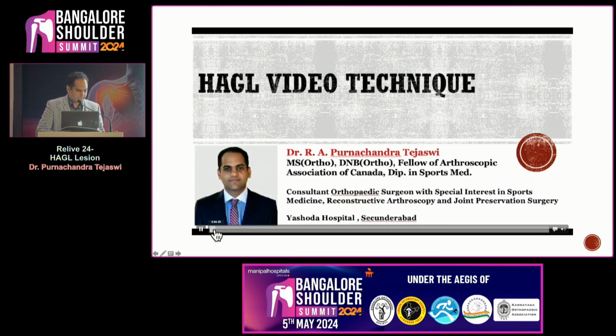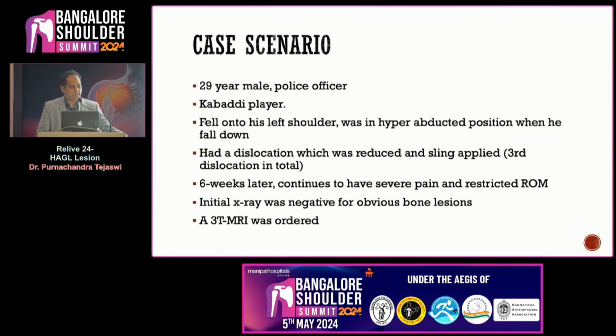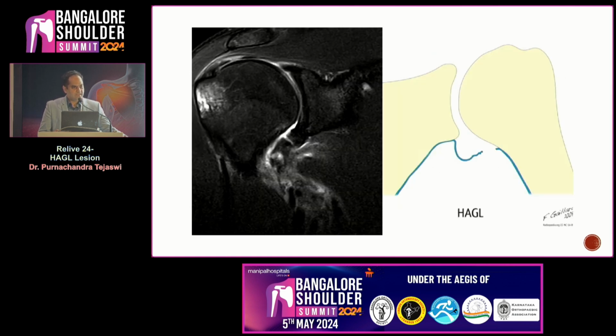So I'm from Hyderabad. This is a 29-year-old male police officer. He's a kabaddi player. He fell onto his left shoulder. When he fell, he was in a hyper-abducted position, and he had a dislocation which was reduced. This was his third dislocation. Six weeks later, when he started his movement, he continued to have pain.